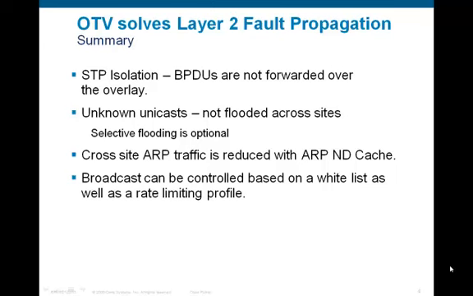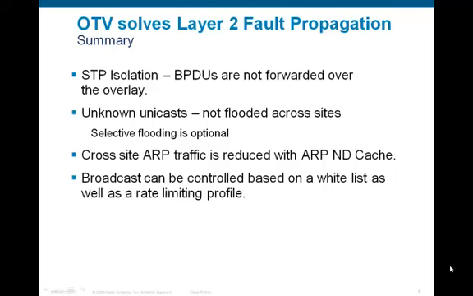Unknown unicasts and OTV: no more flooding storms across the DCI. OTV does not leverage flooding to propagate the learning of MAC addresses across the overlay. There is no more requirement to forward unknown unicasts over the overlay, therefore their forwarding is suppressed. Any unknown unicast that reaches the OTV edge device will not be forwarded to the overlay. This is achieved without any additional configuration.